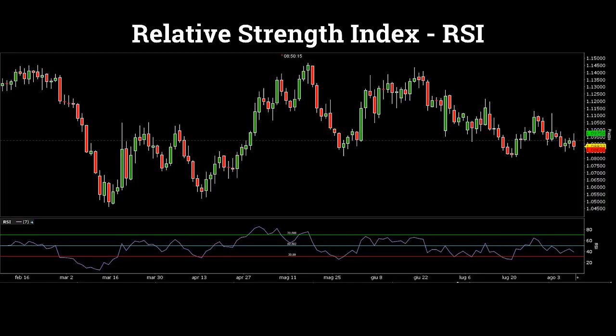Designed by Wells Wilder, the RSI, or Relative Strength Indicator, is probably the best known indicator used by traders worldwide. The RSI is used to highlight overbought or oversold conditions on a particular instrument. The indicator chart moves within a band between the values of 0 and 100. On the chart shown, the band is identified towards the bottom of it.